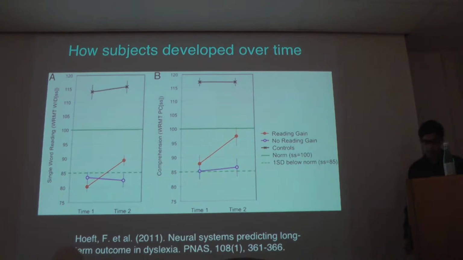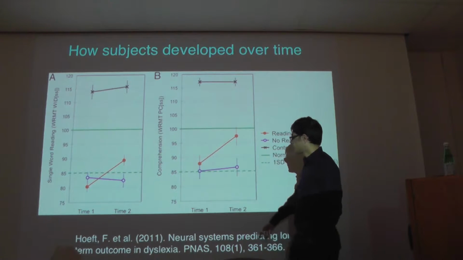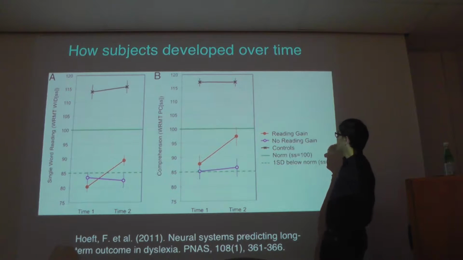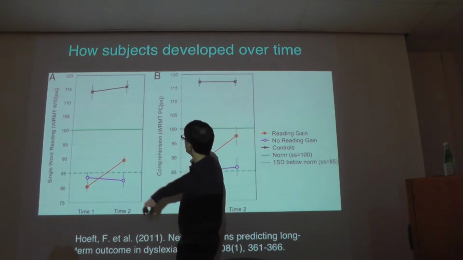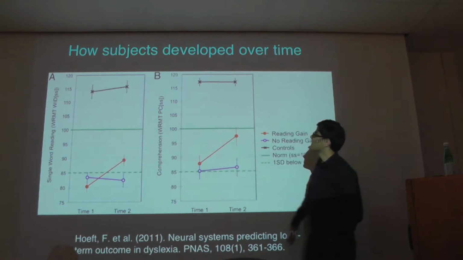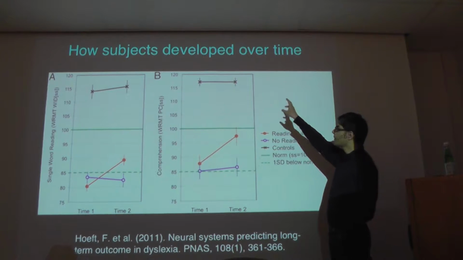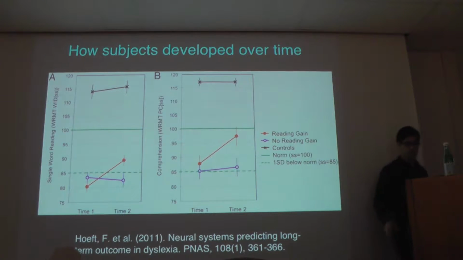So here's their subjects and what happened to them over time. The first time point is the beginning of the study, second time point is 2.5 years later, and they're measuring, what are they measuring here? Single word reading, and some comprehension score. And so the black line, which is way up at the top, is normal readers. So they're doing great at the beginning, they're doing great at the end. That's what you'd expect.